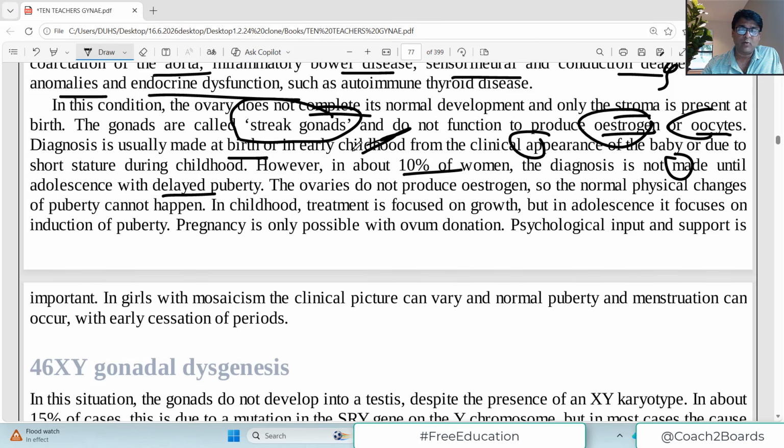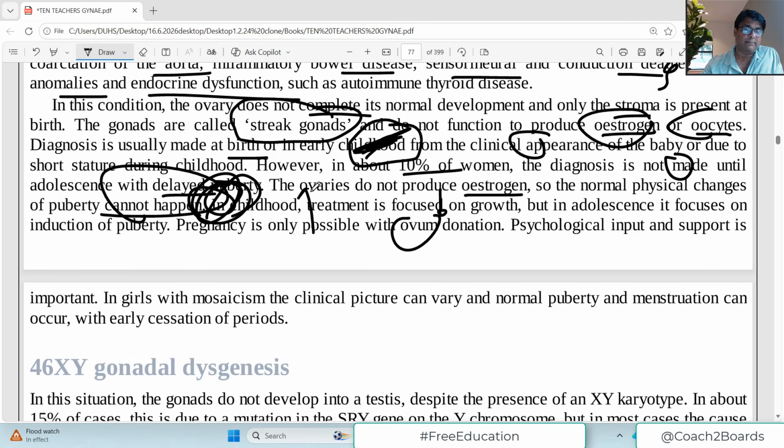ओवरीज चूंकि streak ovaries हैं, ऐसे समझेंगे जैसे fibrous ovaries हैं इन patients में. They do not produce estrogen, so the normal physical changes of puberty cannot happen, and they do not produce ovum, and pregnancy is possible sometimes if they are living a life and they want to be pregnant. So sometimes you do ovum donation and these sort of techniques. Ovary का इनका अपना system तो काम नहीं कर रहा, but then implantation can be done.